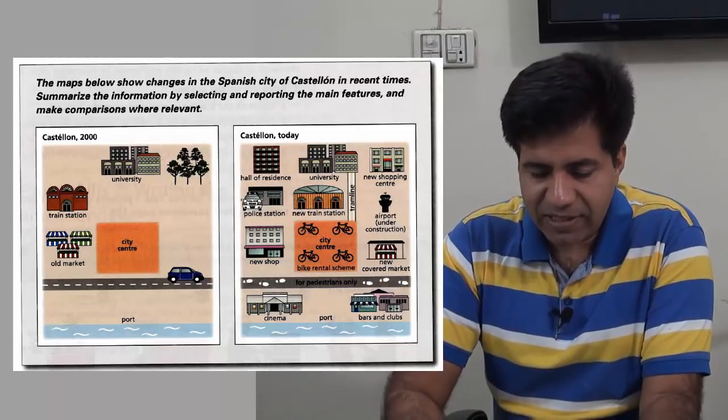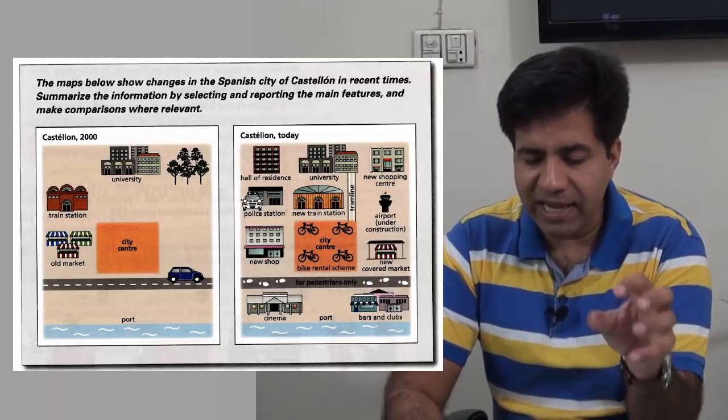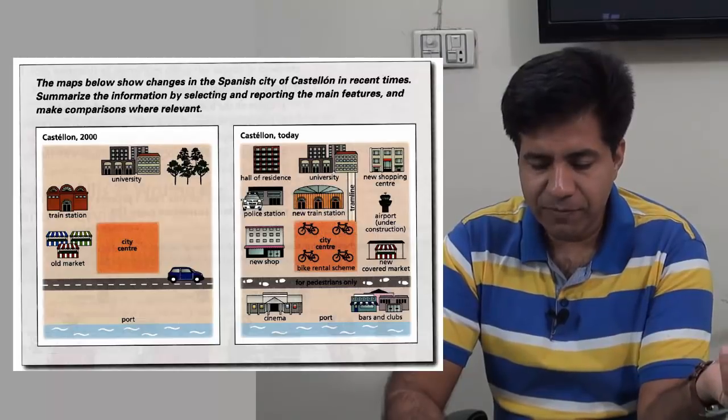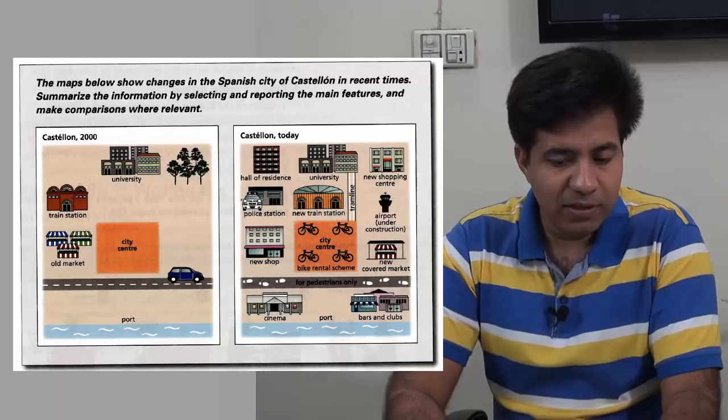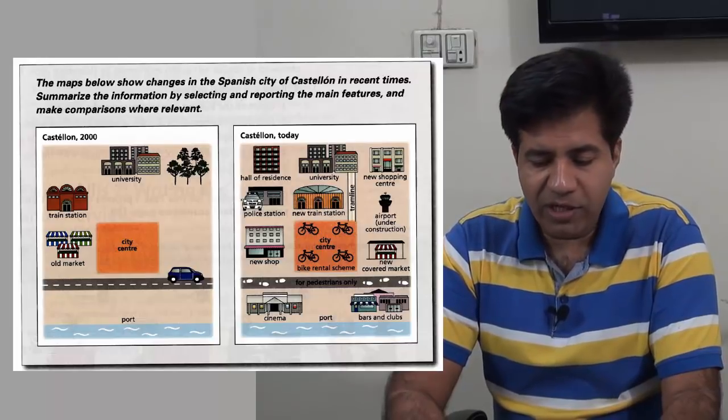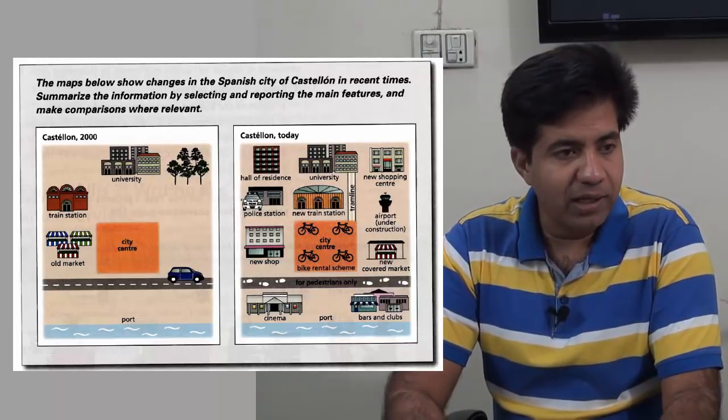And now they have the city center. The city center is exactly as it was in the past, and there was an old market. Can you see the old market in 2000? And now instead of that there is a new market, a new shop.